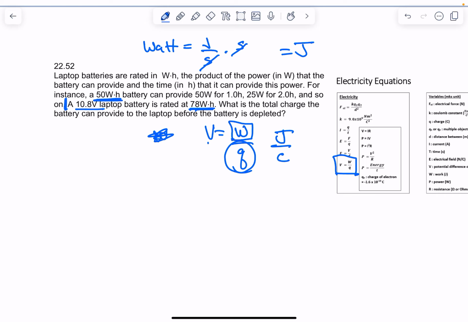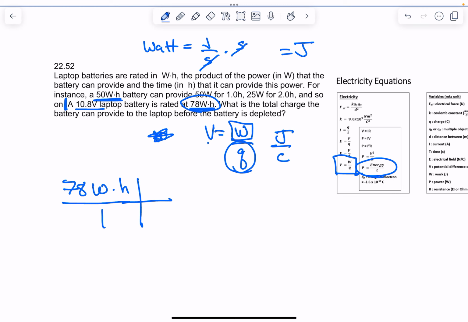So to find the work, you're going to use the equation here, if you will. Power is equal to energy divided by time. So actually, that's not true. You're just going to use, you were given energy. Energy is 78 watt hours. So 78 watt times an hour.